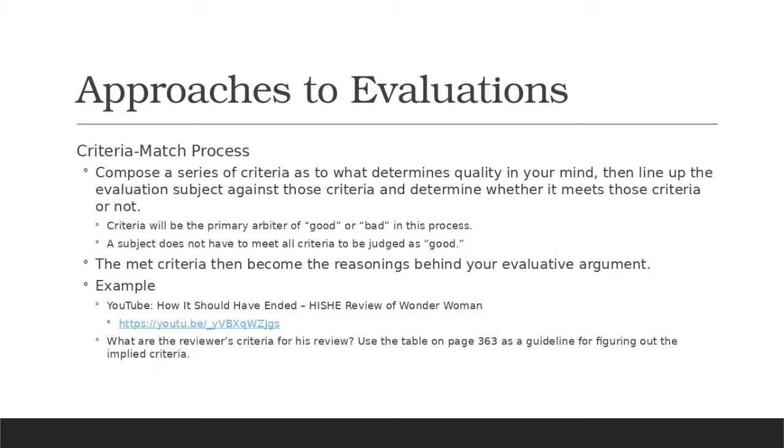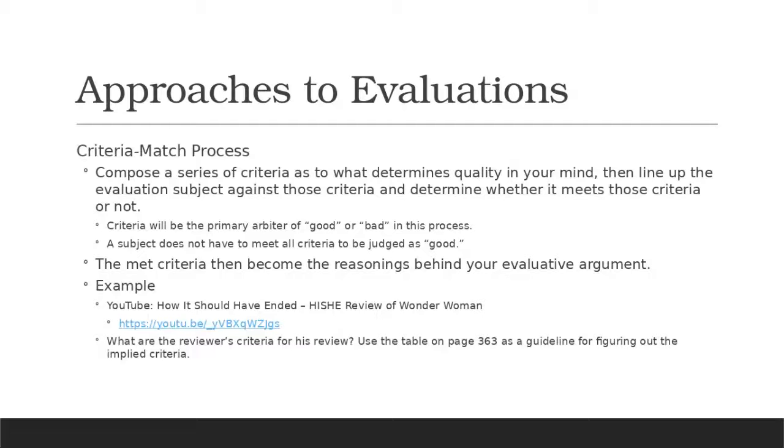All right, so let's talk about how you approach an evaluation. The main way that you do it is through a criteria match process. What you'd have to do is compose a series of criteria as to what determines quality in your mind. What's going to make that a good product? What's going to make that a good thing that you're evaluating? Then line up the evaluation subject against those criteria and determine whether it meets those criteria or not.